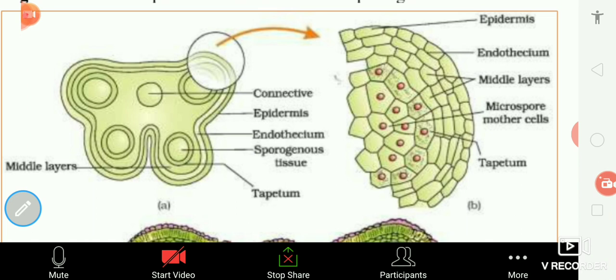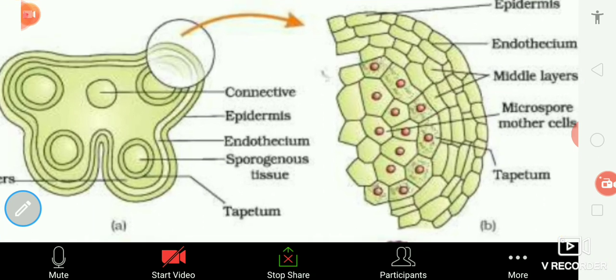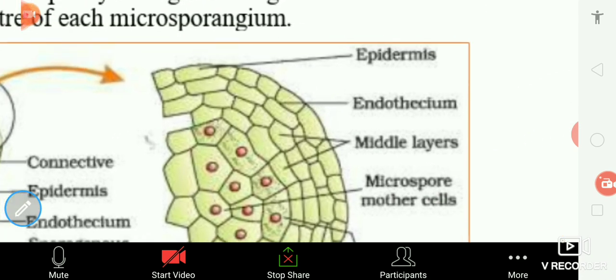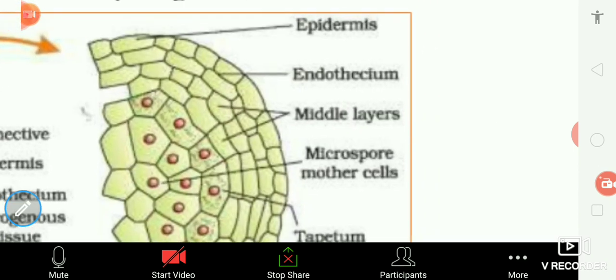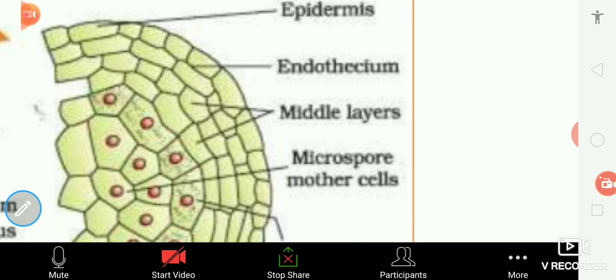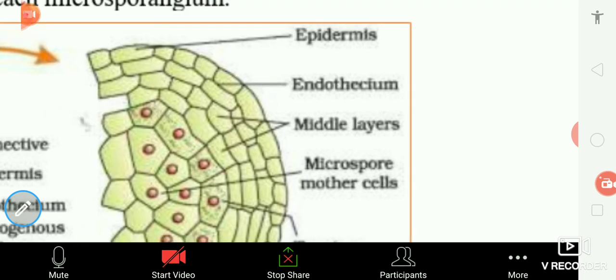Now I am going to explain something. When observing the TS of young anther, just now I said that there are 4 layers. First one is the epidermis, second is the endothecium, third is the middle layer, and fourth is the tapetum. For theory purposes, these first 3 layers, the epidermis, endothecium and middle layer, help in protection and dehiscence of the anther.